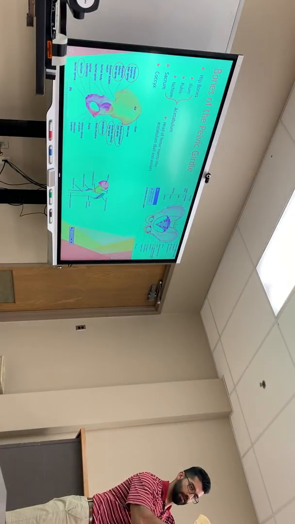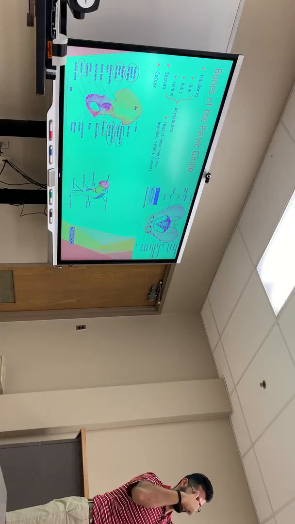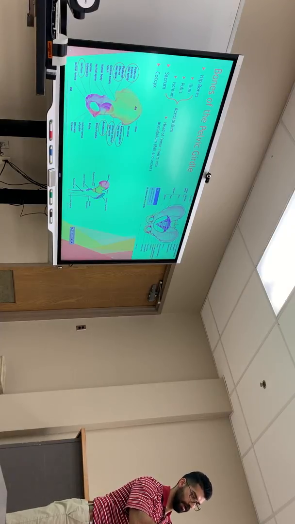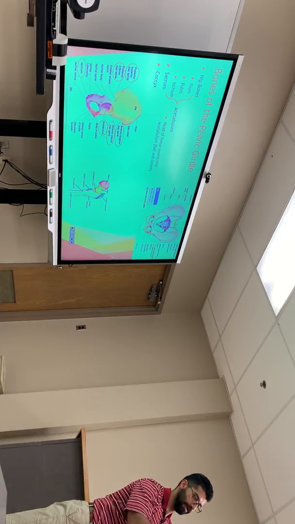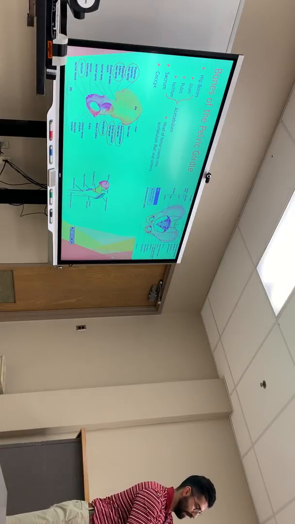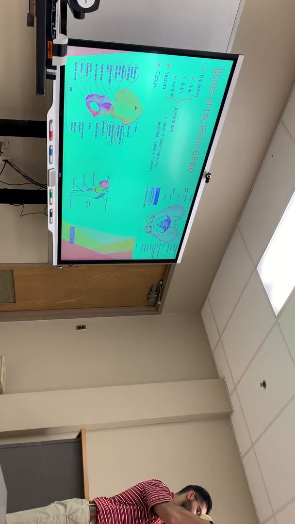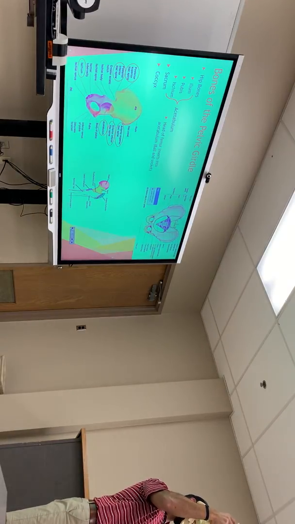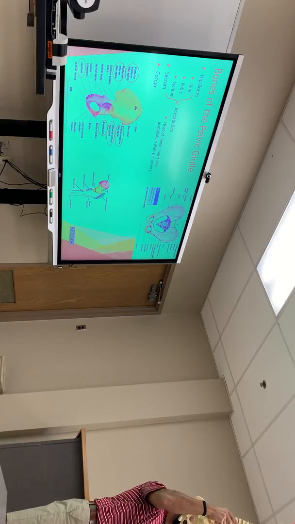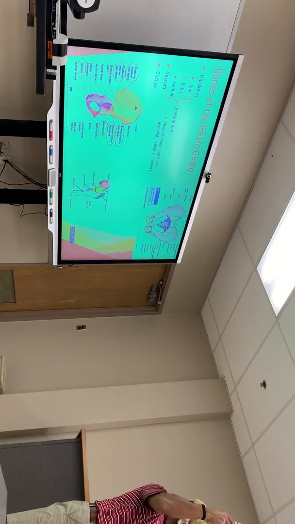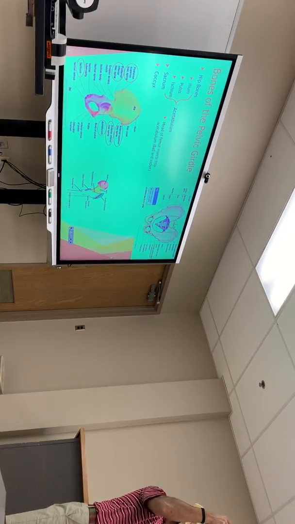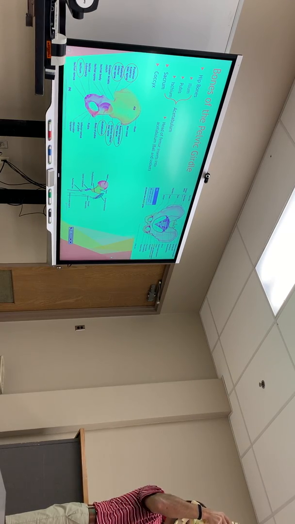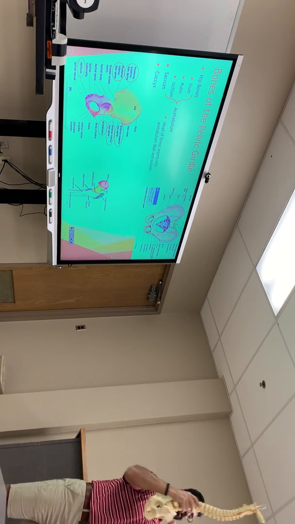So the ones in the front start with anterior. So anterior, which one is higher? Superior means higher. Anterior superior iliac spine, and anterior inferior iliac spine. This side, the back side, is called posterior. Posterior superior iliac spine, and posterior inferior iliac spine. Okay?